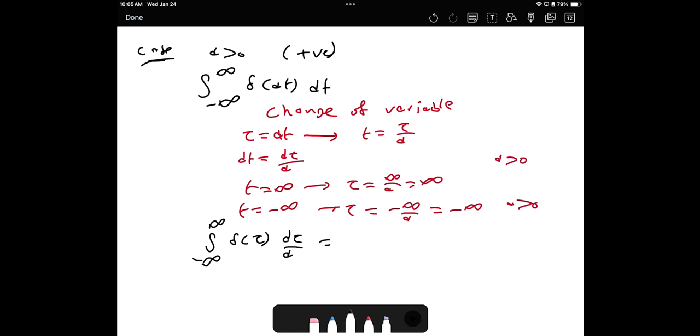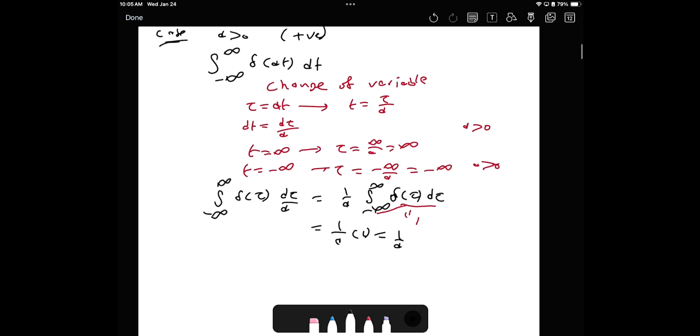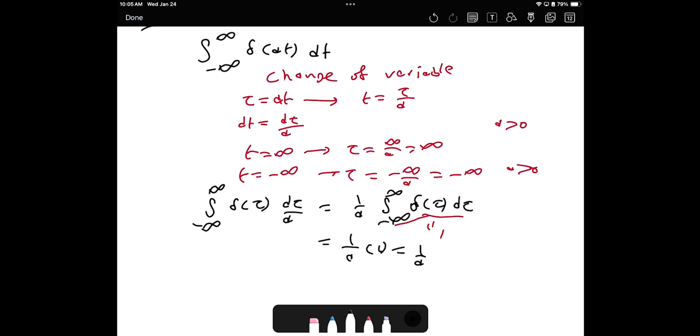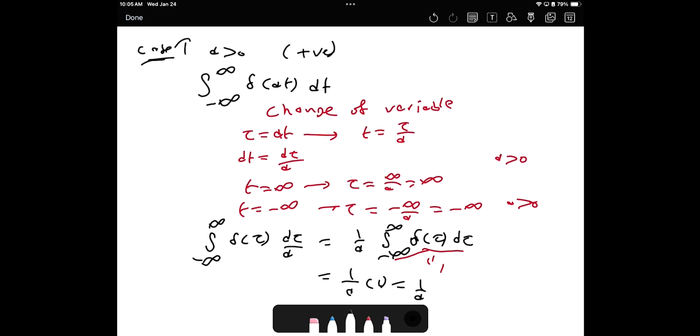So we can take 1 over a, since it's constant, put this outside of the integral, then the integral between negative infinity to infinity, delta of tau d tau. And of course, this integral equals 1, so it is 1 over a times 1, so the answer will be 1 over a. So therefore, whenever there is a time scale, it will be 1 over a. Now, this is for the first case when a is larger than 0, which is case 1.